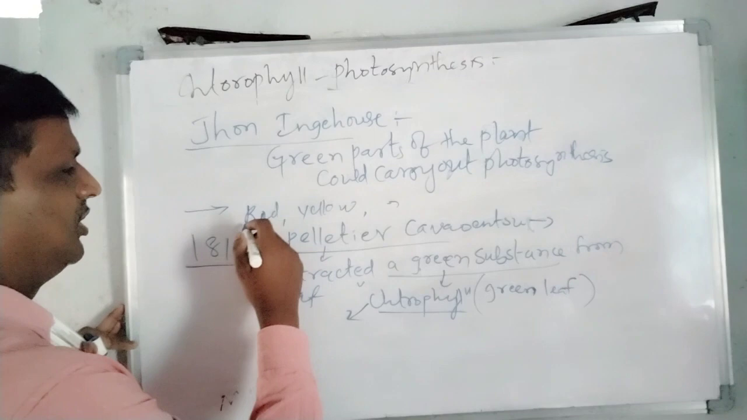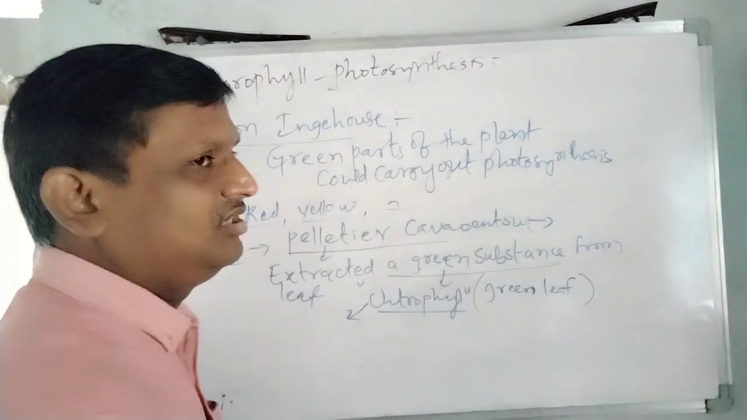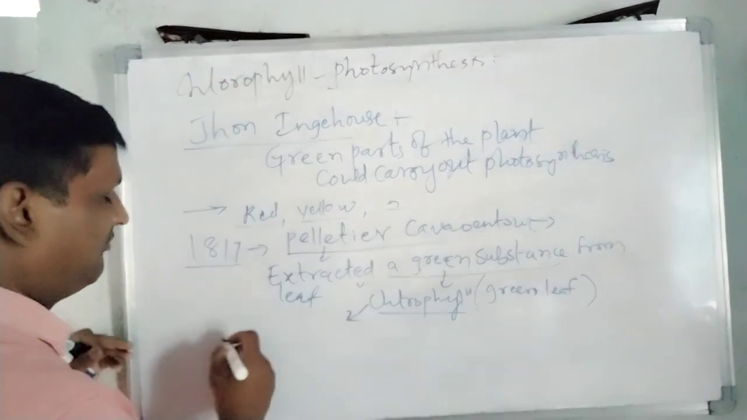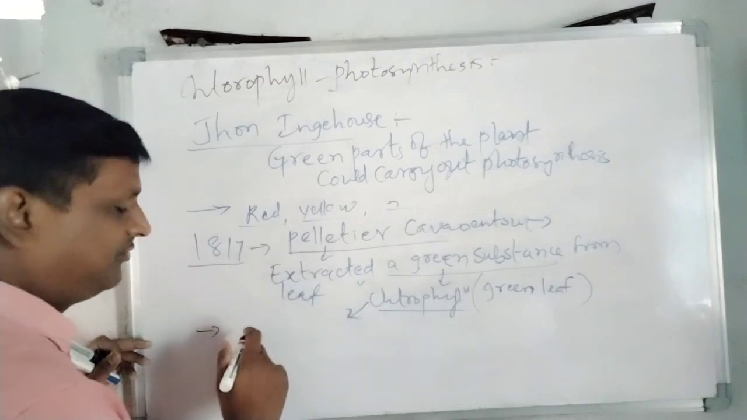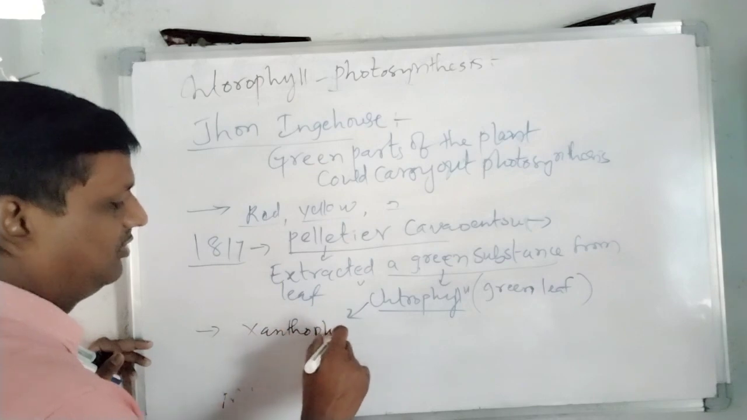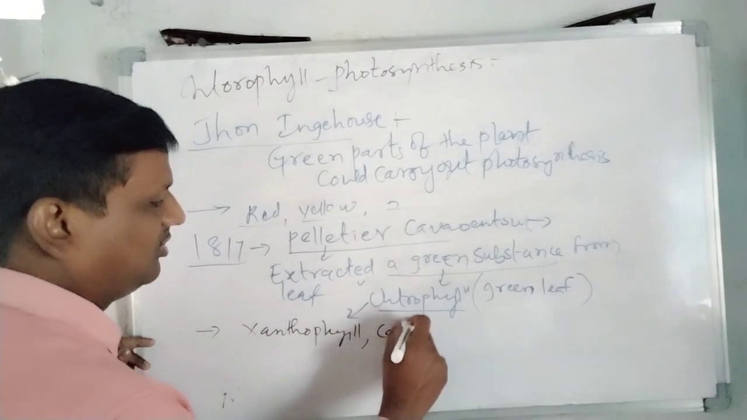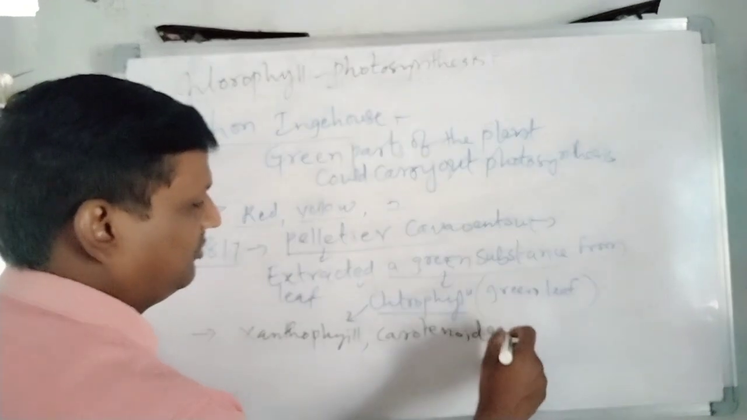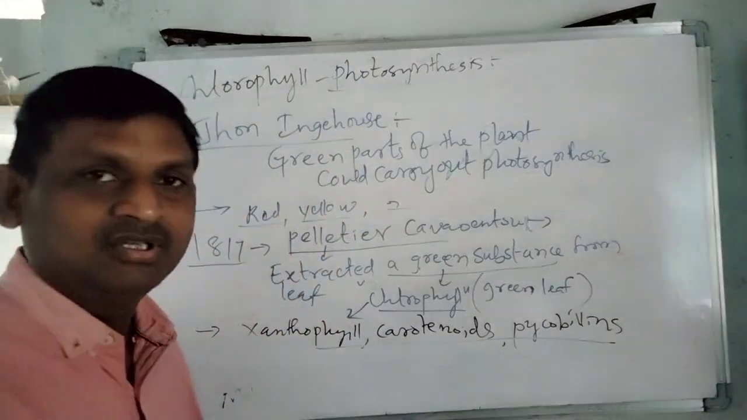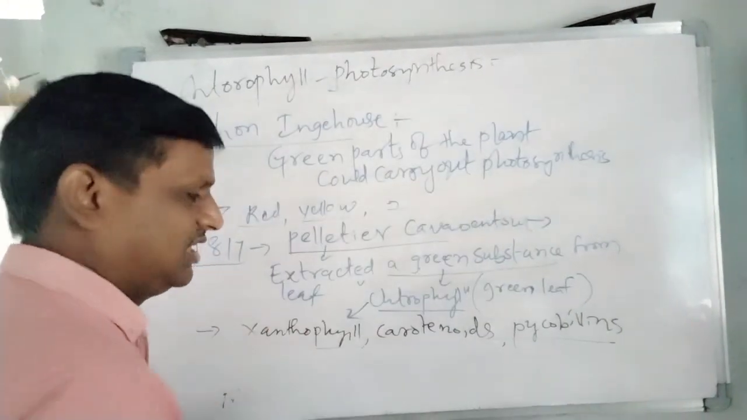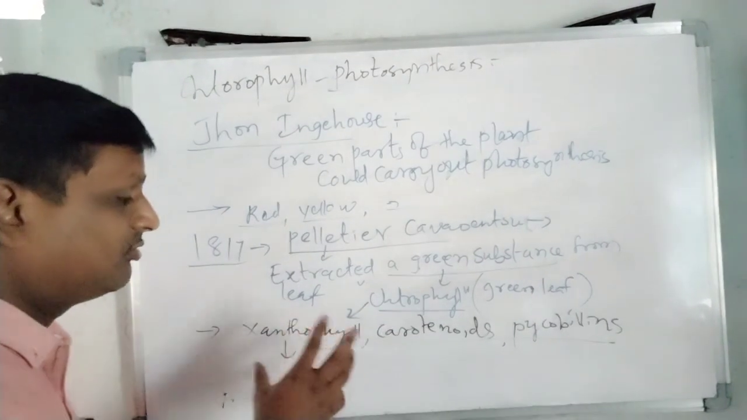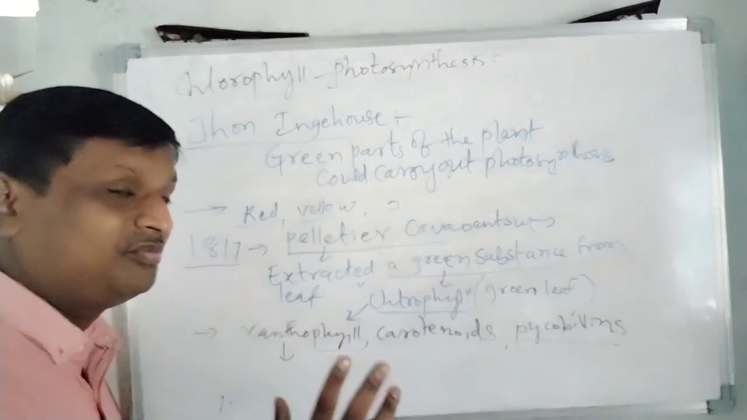Then what about the red colored, yellow colored and other colored leaves? Could they prepare the food material by themselves? Some other scientists asked this question. For this, it was answered that not only chlorophyll but also some other pigments, xanthophylls, carotenoids and phycobilins, are also present in the leaves. These carotenoids, phycobilins and xanthophylls could also prepare the food material by themselves.